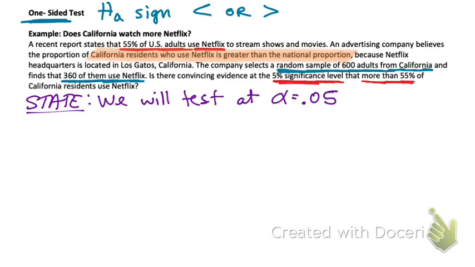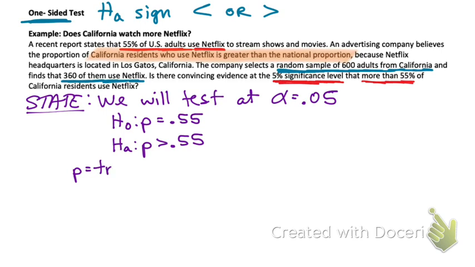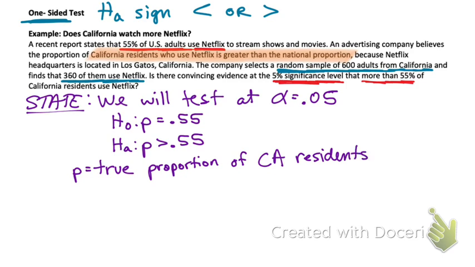All right, cool. Null hypothesis. What's the null hypothesis? Y'all should be really good at this now. P equals 0.55. What's the alternative hypothesis? P is greater than 0.55. And what does P equal? 360 over 600. Nope, that's P hat, but that's the true proportion of what? Of California residents. California or U.S.? California, because we're talking about California. Very good. True proportion of California residents who watch Netflix.